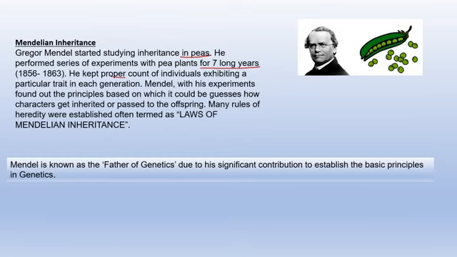He kept proper count of individuals exhibiting a particular trait in each generation, and with his experiments Mendel found the principles based on which he could guess how characters are inherited, or passed from parents to offspring. He found different rules, and many rules of heredity were established, often termed the laws of Mendelian inheritance. He is known as the father of genetics due to his significant contribution in establishing the basic principles in genetics.